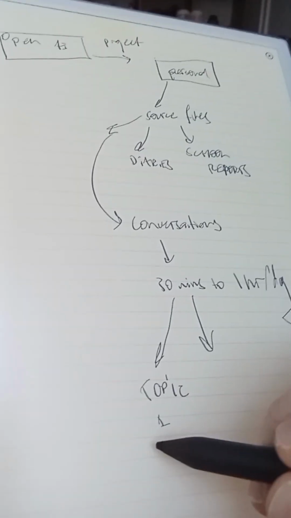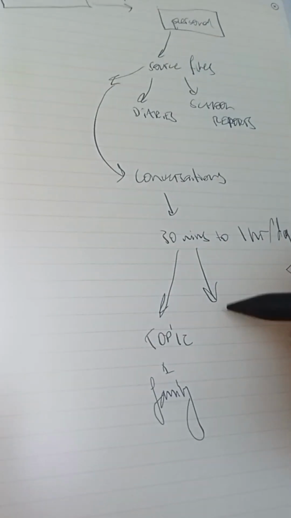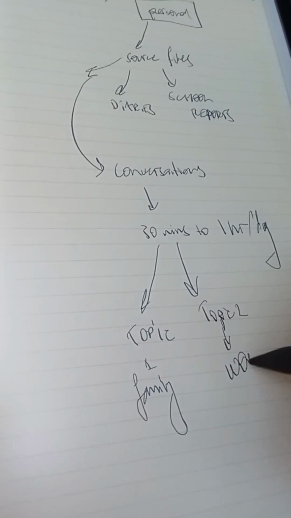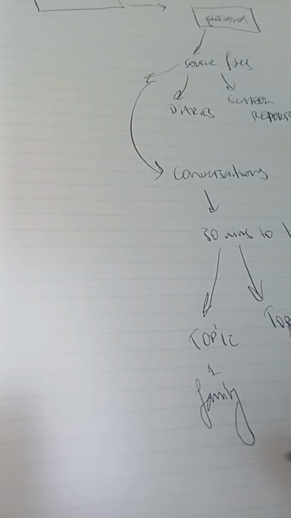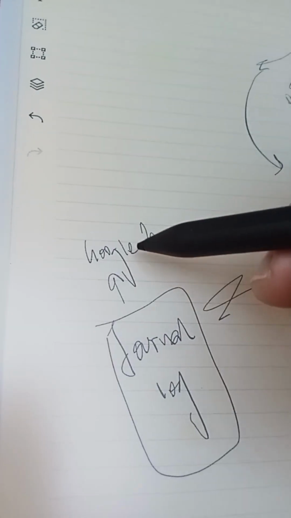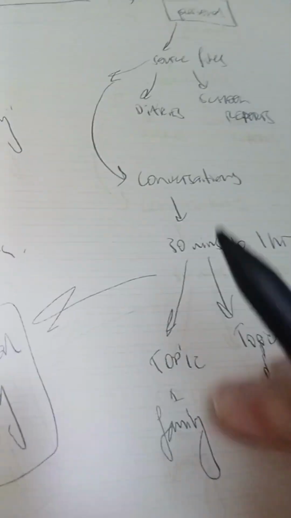Topic 1 might be family. Topic 2 might be work. And as you get these topics back, you then make a journal log, and then you save that in, for example, Google Docs, and then you grow this every day, and it becomes like an exam memory. So that's what we got so far.